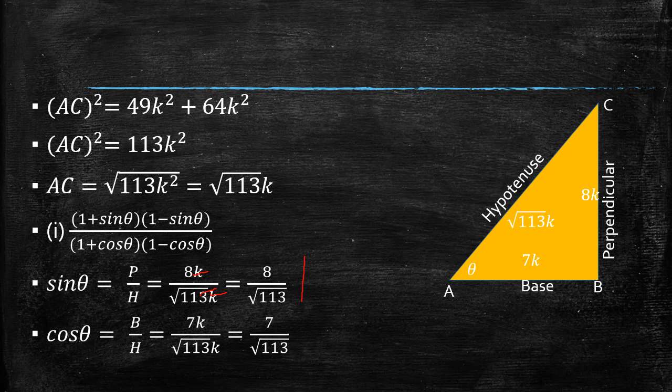Similarly, cos theta is base upon hypotenuse. So base is 7k and hypotenuse is under root 113 k. K cancels. So the value of cos theta is 7 upon under root 113. Okay. Now you can put these values in this expression.